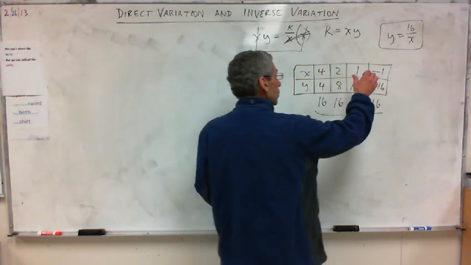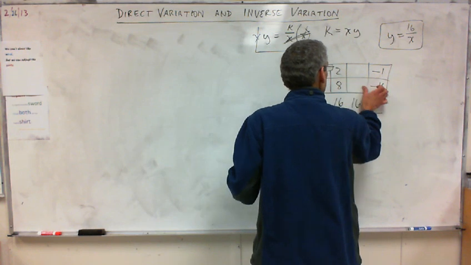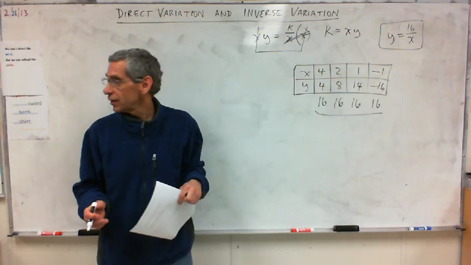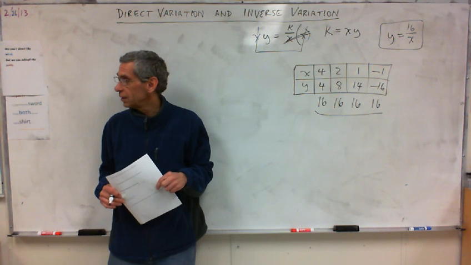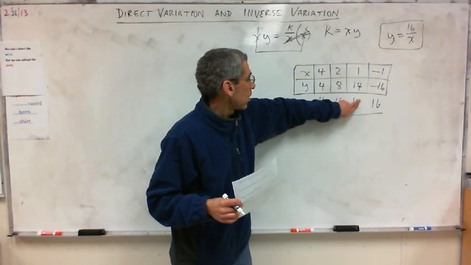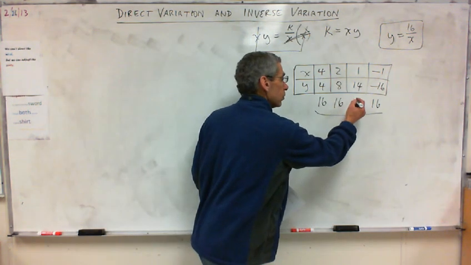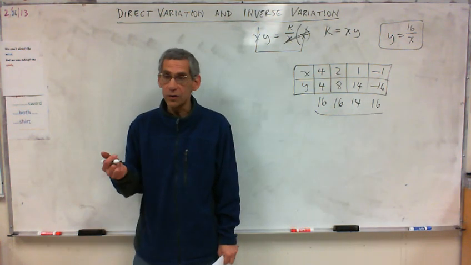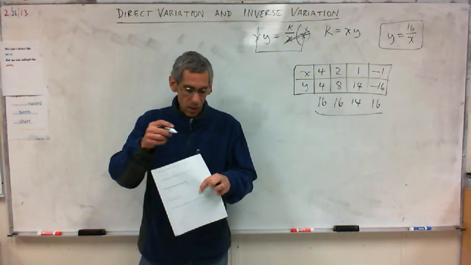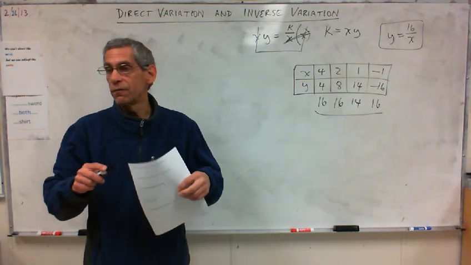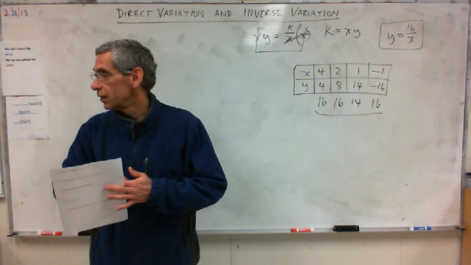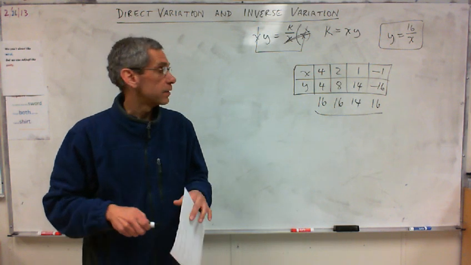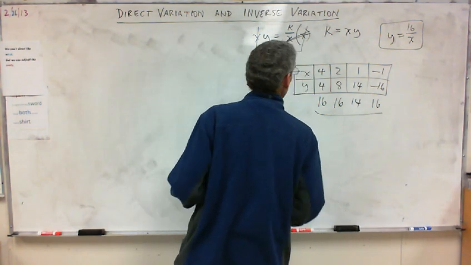Had I done 1 and 14, can you say now that it varies inversely? No, because this no longer is 16, it's 14. So even though 3 of them are the same, if one of them is different, it does not vary inversely. All right, so now we get to see what inverse variation looks like on a graph. It's quite different than any graph you've ever drawn in my classes.